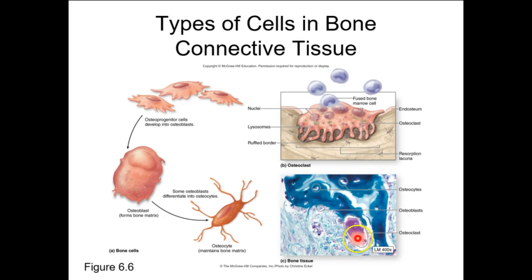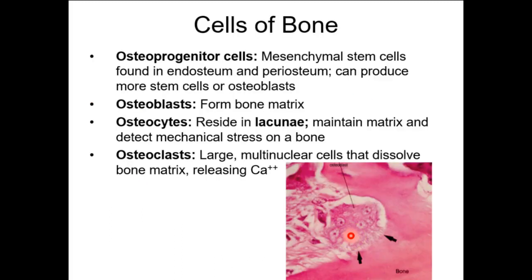So here's a histological image of an osteoclast. Here's another histological image of an osteoclast showing you that awesome ruffled border. And look at those multiple nuclei in there. That is a cool cell, if I've ever seen one.